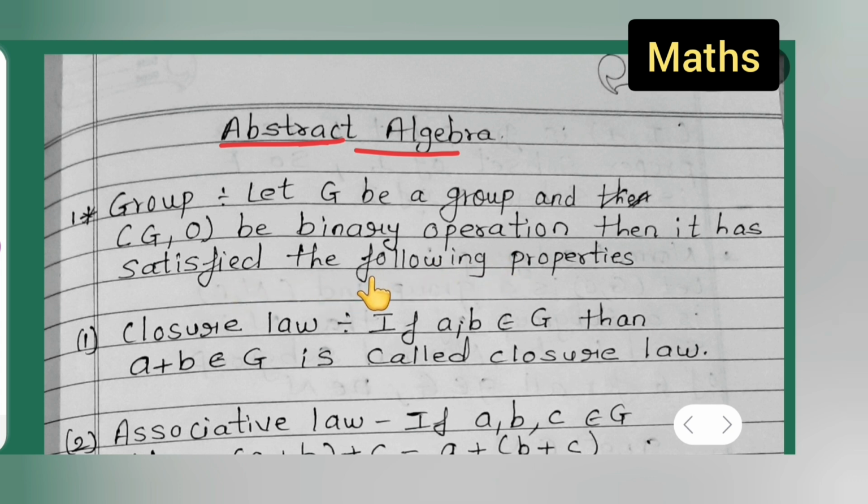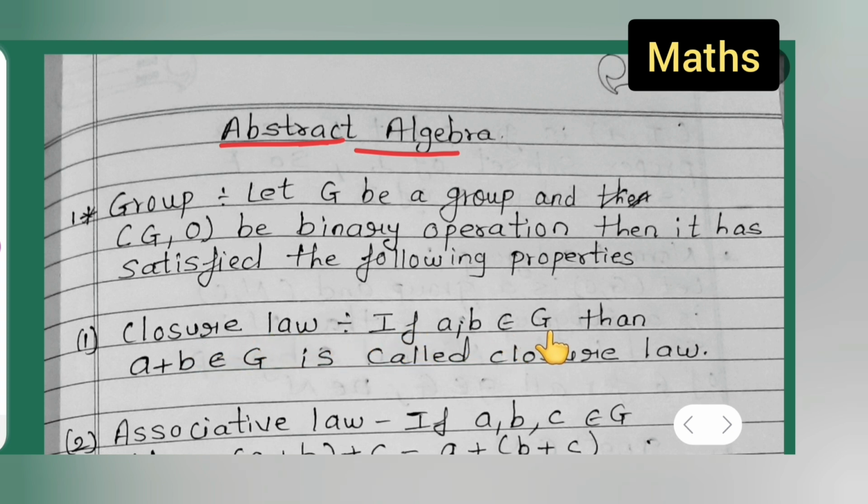Now a group. Let G be a group. What is G? G is a group, and (G, ∘) is the binary operation. Then it has to satisfy the following properties. Now the first property is the closure property.